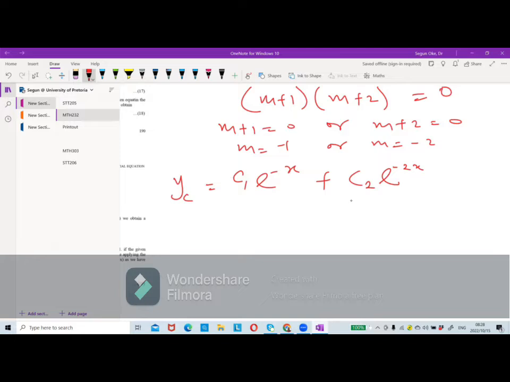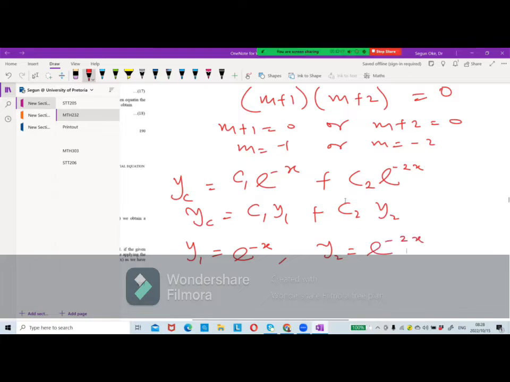So now you need to identify. Remember, from step 2, we said our y complement is C1 y1 plus C2 y2. Then what is y1? Let's identify it. Exponential minus x. Then what is y2? Exponential minus 2x. Good. Then we can proceed and differentiate.